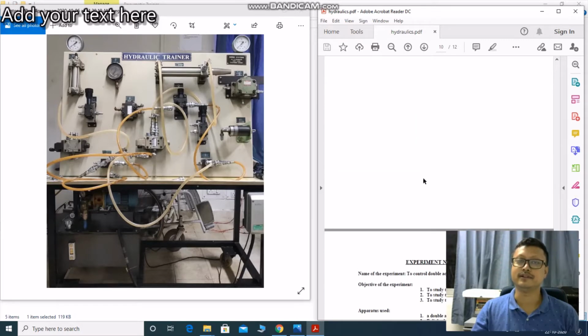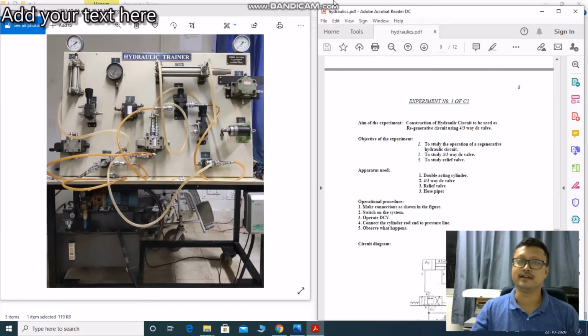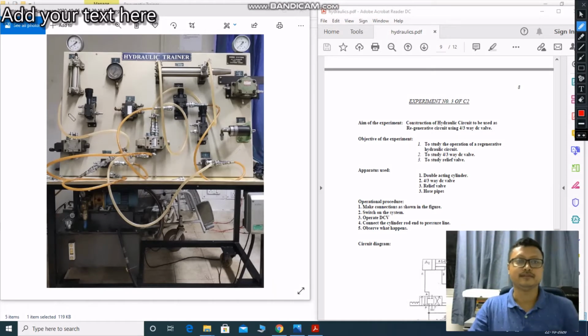First I am going to give you a little introduction about our hydraulic trainer. This is our hydraulic trainer, and these are the components. Number 1 is one double acting cylinder, number 2 is a deceleration valve, and number 3 is also a double acting cylinder. Numbers 4 and 5 are pressure gauges to monitor hydraulic pressure. This is also one pressure gauge to monitor hydraulic pressure in the circuit.